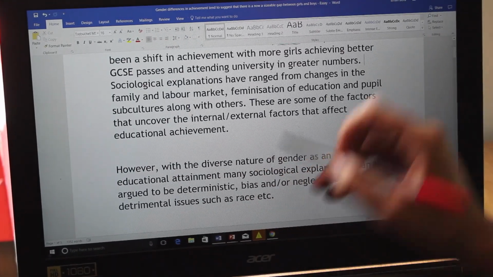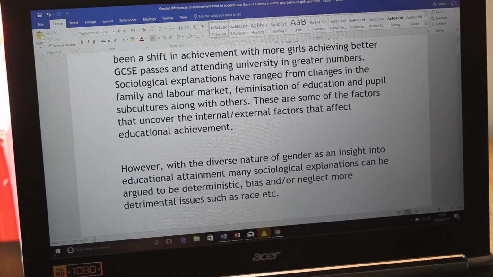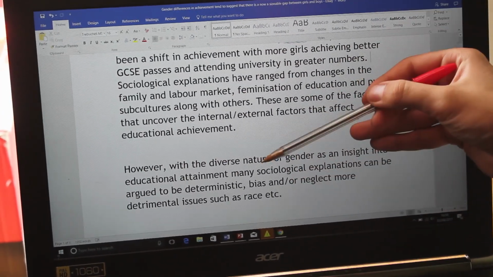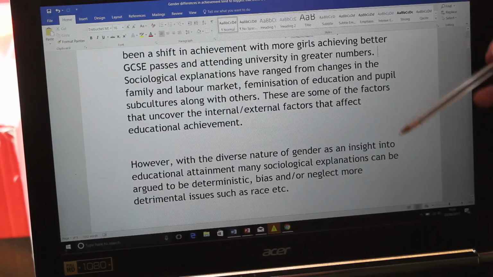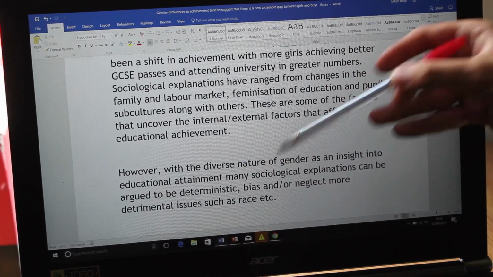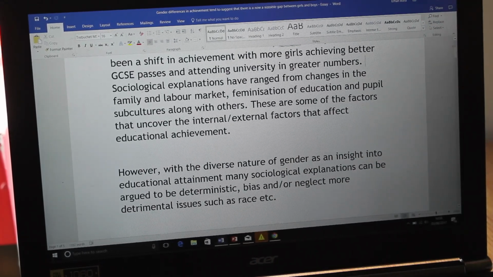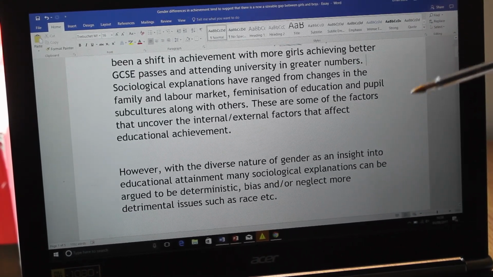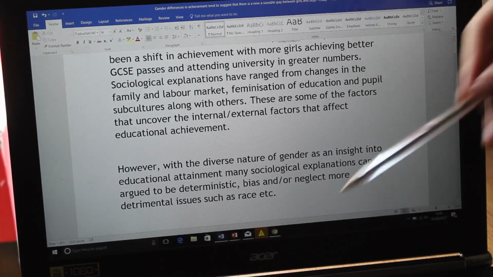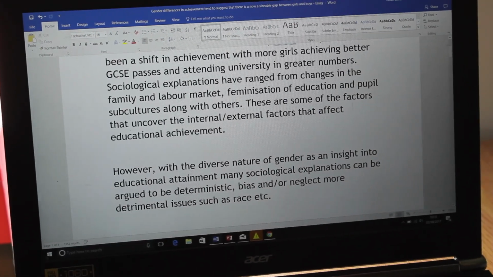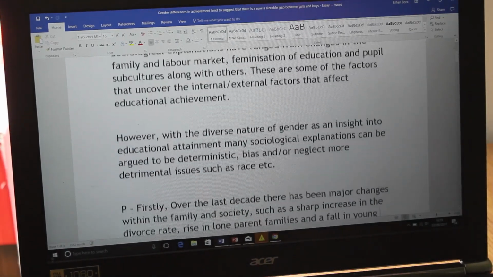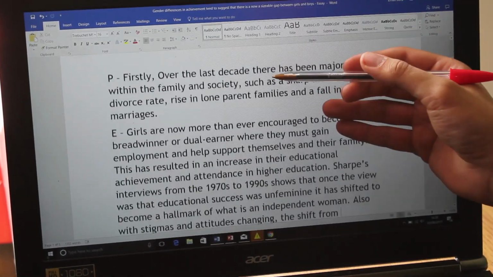With the diverse nature of gender, so again, gender is not a straightforward concept, it's quite diverse. As an insight into educational achievement, many sociological explanations can be argued to be deterministic, biased, and neglect more detrimental issues such as race. So I'm showing you now, okay, I'm going to focus on education, but is it better to look at class or race? Is that more of an insight into how we achieve, or how our characteristics can affect our achievement, should I say. So again, I'm going to follow the structure I told you before.